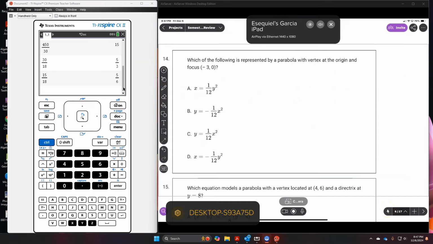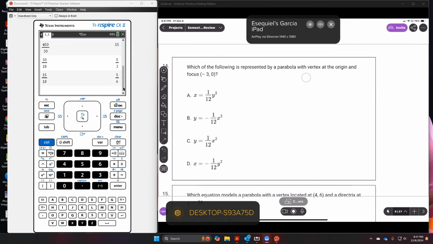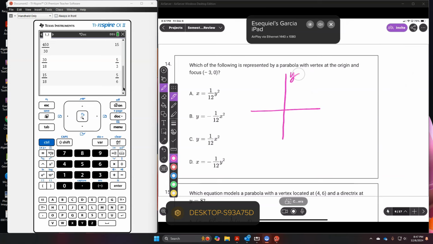Which of the following is represented by a parabola with a vertex at the origin? So we have the y-axis, we have the x-axis, and we have the focus, which is negative 3, 0, 1, 2, 3. So the focus is right here. The vertex is right here, so it's opening this way. The directrix is 1, 2, 3. So it's going to be x equals 1 over 4c times y squared, because it opens to the left. The value of c is negative 3.